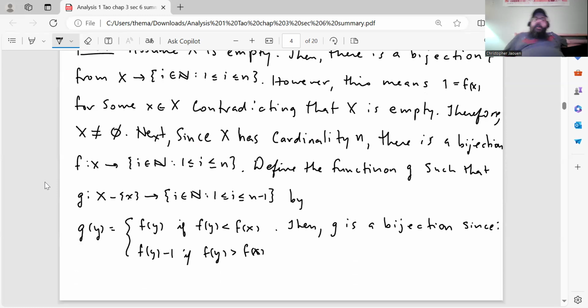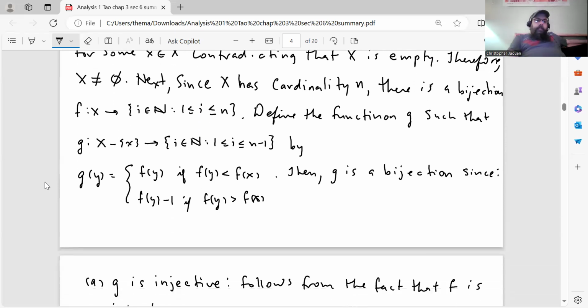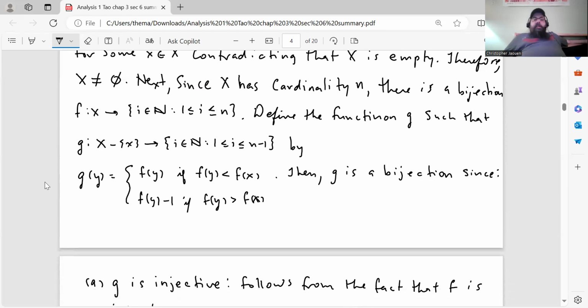Next, since X has cardinality N, there's a bijection f from X to the set of all i in N such that i is greater than or equal to 1, less than or equal to N. Define the function g, where g takes the set X minus the singleton set {x} to the set of all i in N such that i is greater than or equal to 1, less than or equal to N minus 1, or if you like, the predecessor of N. Here's the way you define it. Let g of y be f of y if f of y is less than f of x, and f of y minus 1 if f of y is greater than f of x.